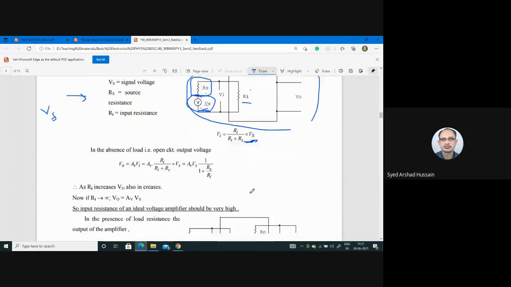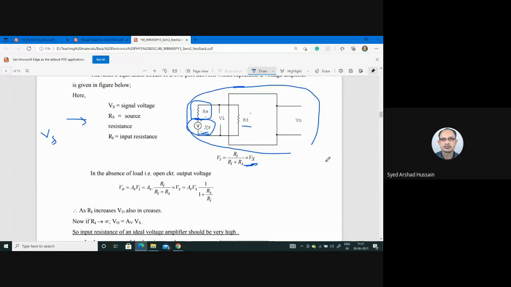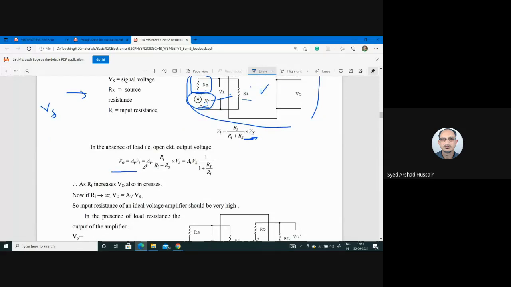Now in the absence of load, that is if your circuit is open, there is no change in the output. Whatever your amplifier is amplifying, you have as output. In that case, you can write V0 is equal to Av Vi, because Av is the gain of the amplifier and Vi is the input the amplifier is getting. Whatever the input Vs is, the amplifier is getting Vi. Now Vi can be replaced like this, so rearranging, we can write V0 is equal to Av Vs times 1 divided by 1 plus Rs over Ri.